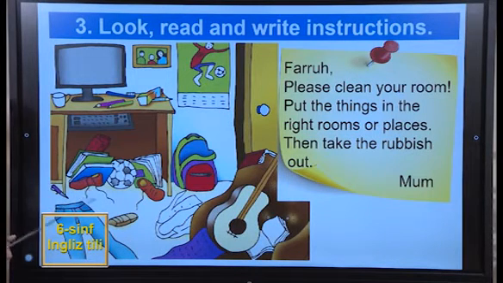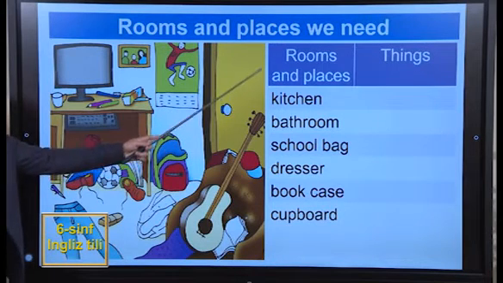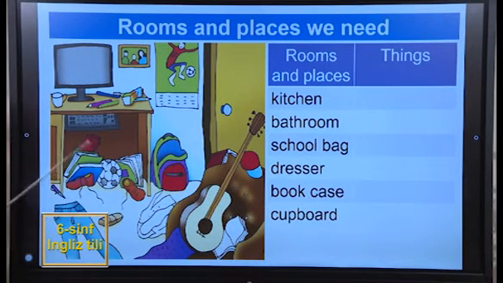Dear pupils, in order to put those things, we need some places and rooms. What kind of rooms and places do we need? Let's talk a little about it. You can see rooms and places here. We need a kitchen, a bathroom, a school bag, a dresser, a bookcase, and a cupboard.